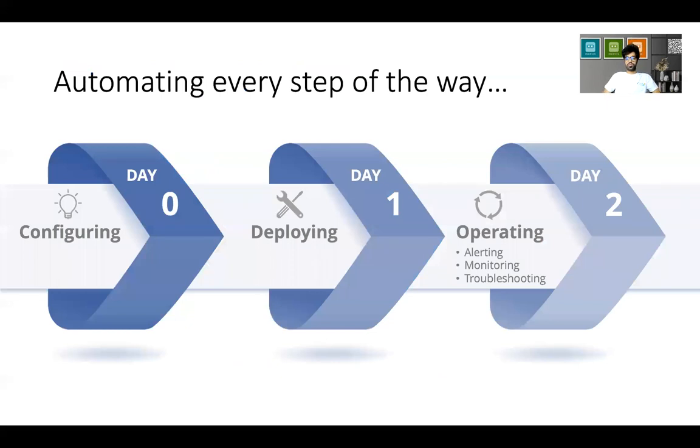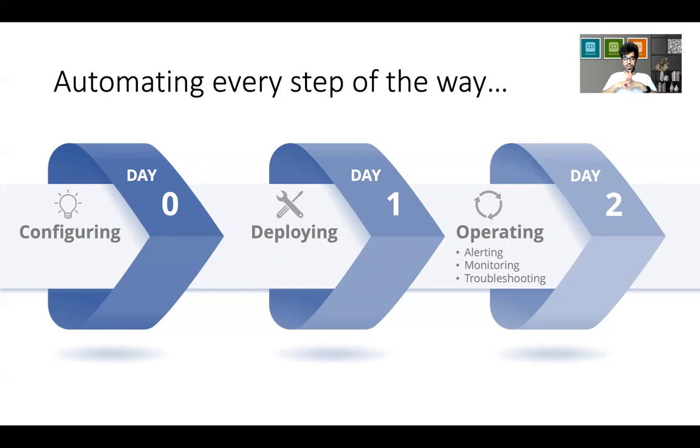So the 3 things that you need to keep in mind are configuring, deploying, and operating. Configuring is basically how we do the configuration on day 0. When I say configuration, I mean creating the templates, right? And deploying, again, when the switches are on site, you just add the switches through zero touch provisioning onto the Mist dashboard in no time, and then the templates are pushed to that.